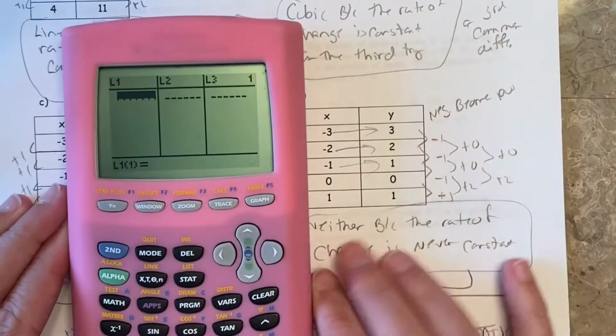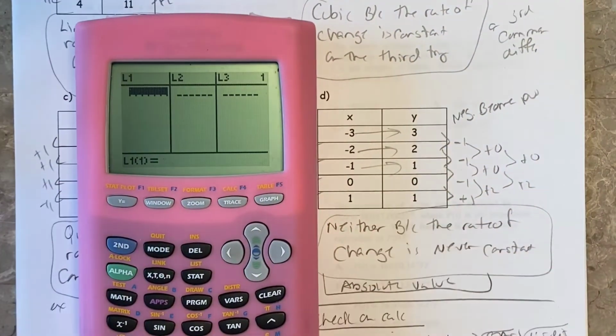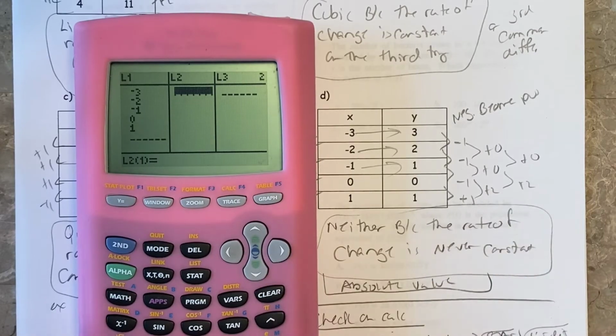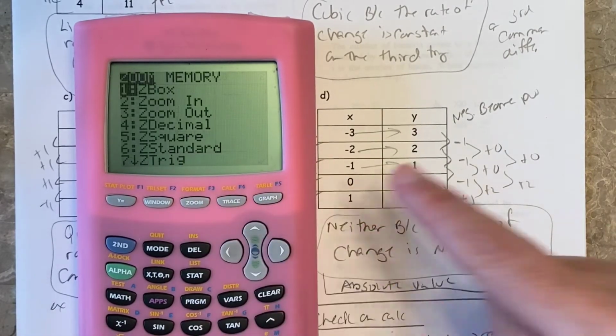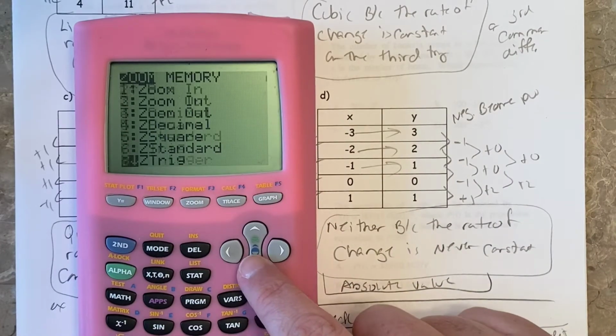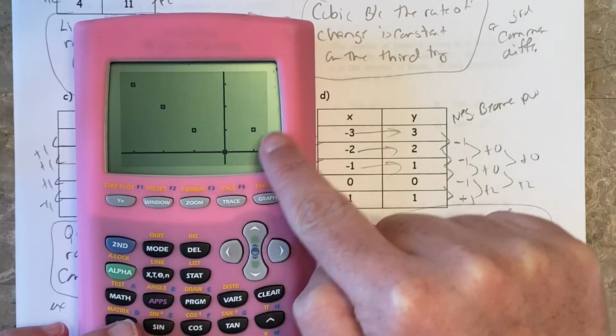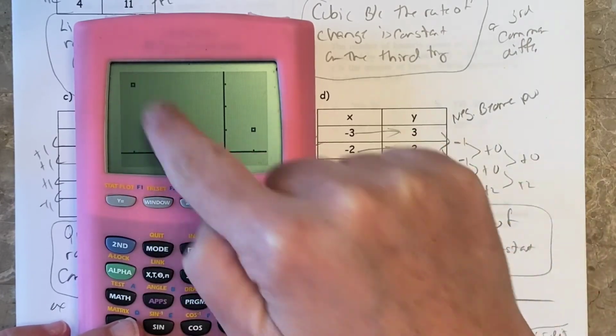Stat 1, let's do another one really quick. Oh, I should have left those x values in, whoops. -3, -2, -1, 0, 1, 3, 2, 1, 0, and 1. And we're going to go to zoom and we're going to go to 9. And you'll see that it's more of a straight, so this is more absolute value. Okay, you got that V.